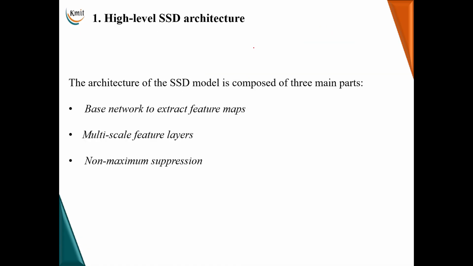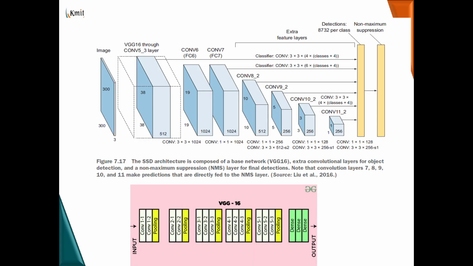Coming to the architecture, these are the 3 main parts. You have the base network to extract the features. You have multi-scale feature layers as the second component, and the third component is non-maximum suppression. Coming to the base network, it starts with VGG16 which is used for feature extraction. You can see here the convolutional 5-3 layer as in the VGG architecture. Till here, VGG16 architecture is used for feature extraction, and these 2 fully connected layers are connected here, FC6 and FC7. These are used to preserve the spatial features which are extracted from VGG16.